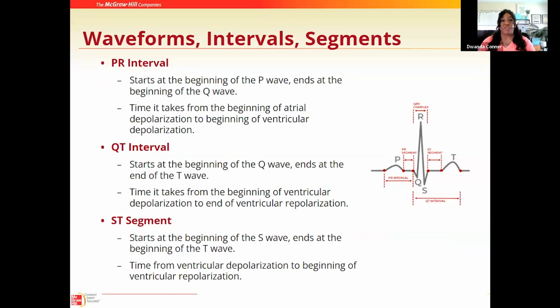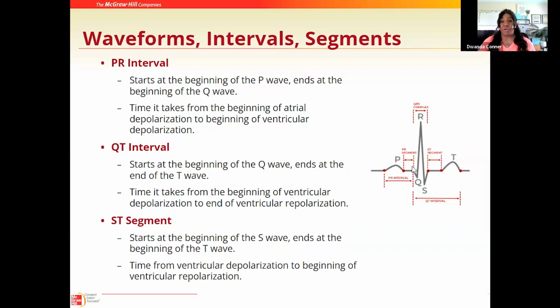And within these intervals, the PR interval, it starts at the beginning of the P wave, ends at the beginning of the Q wave. The time it takes from the beginning of the atrial depolarization to the beginning of the ventricular depolarization can be measured within what's called the PR interval.